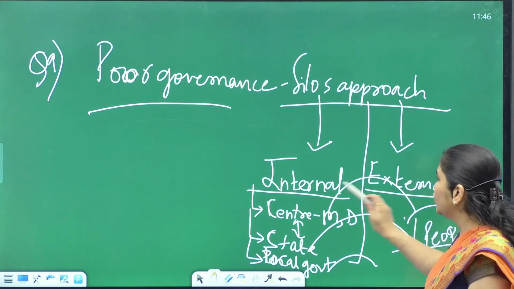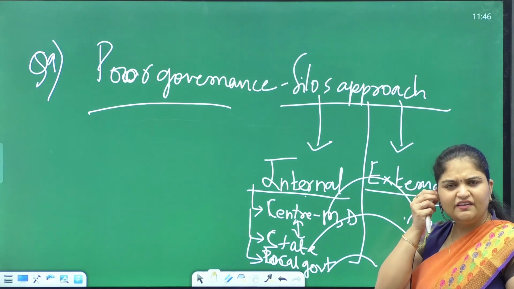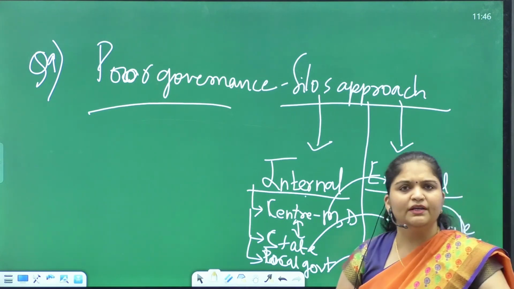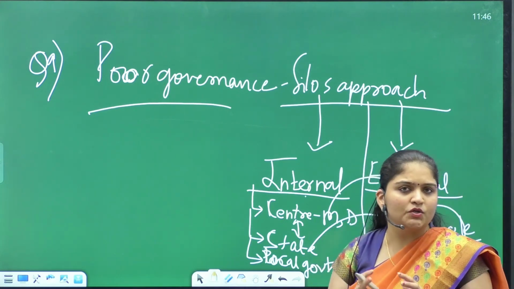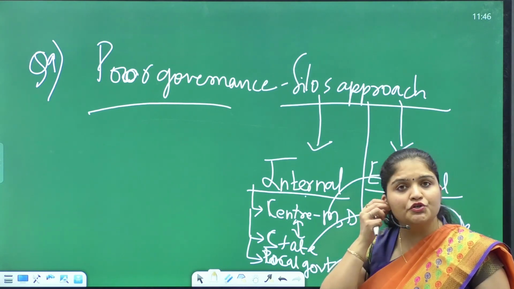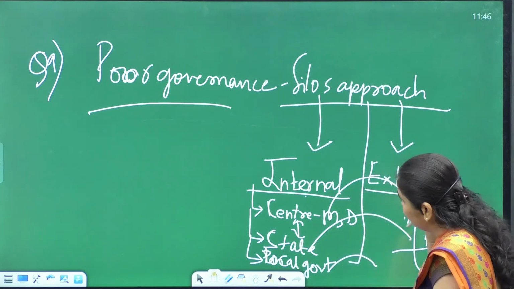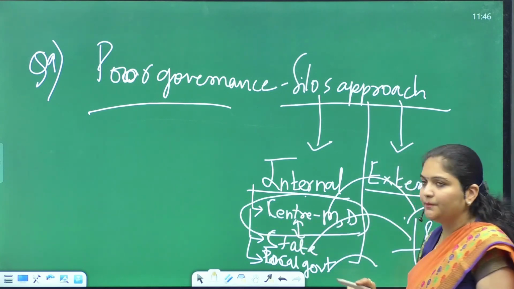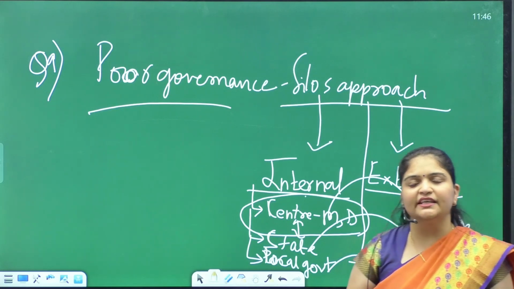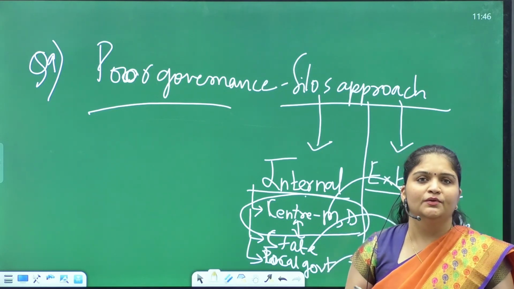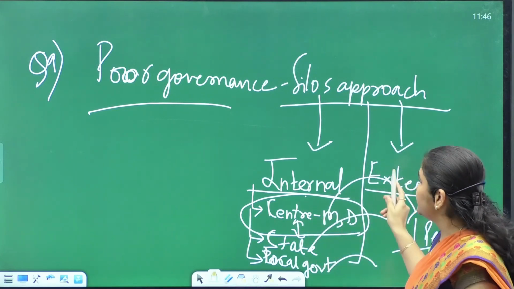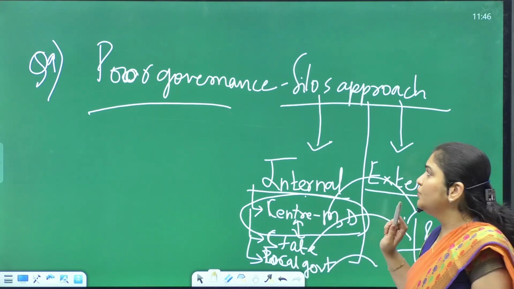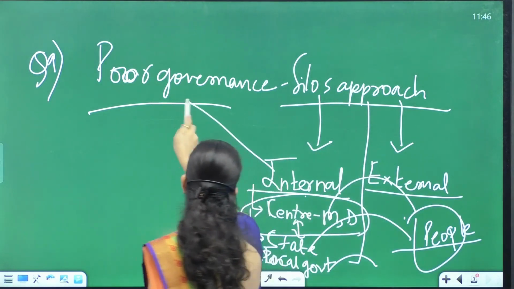If these both don't happen together, can we expect good governance? Is governance a one-way road, or is it a collaborative process? So rather than everyone restricting the question to only the Center, ministries and departments, giving examples of various schemes and other things, break the silos, which means internal as well as external. So poor governance, we have to link this.